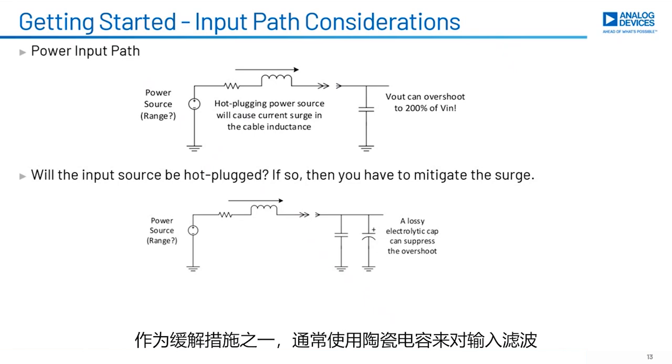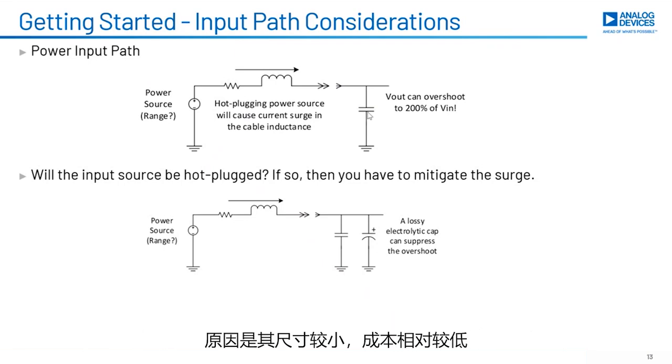And so one mitigation: ceramic caps are commonly used for input filtering because they're small, they're relatively low cost, and they have very low series resistance, or ESR. But that can mean this current surge can be very high. So one way to mitigate some of that is to add what's called a lossy electrolytic cap in parallel with the ceramic cap. And we're going to take a look at that right now.